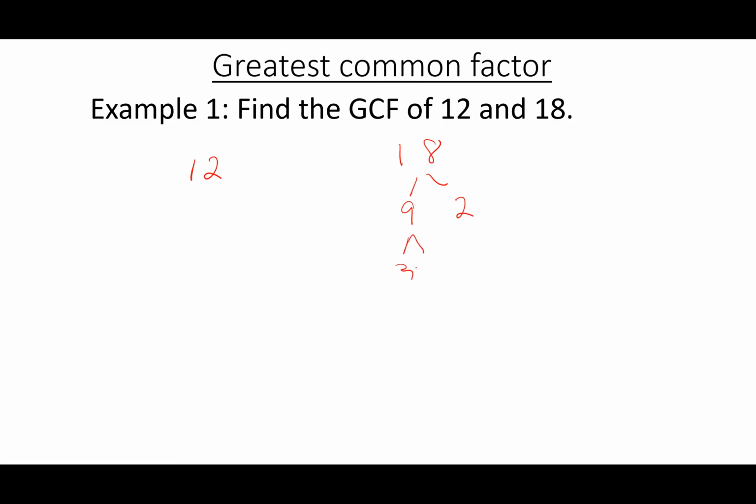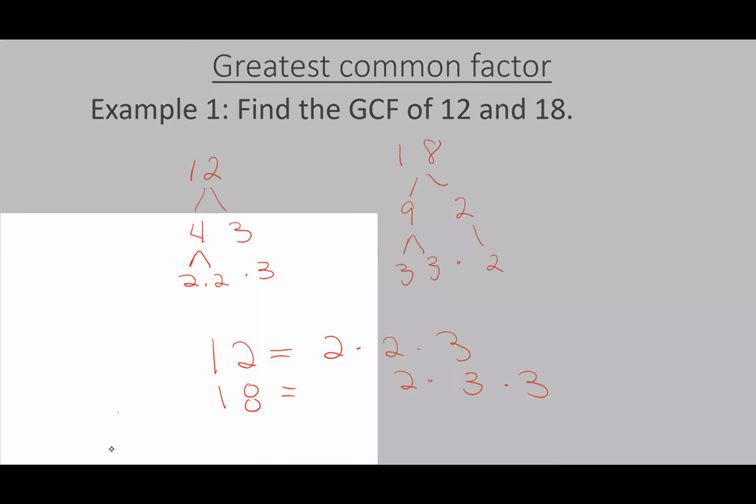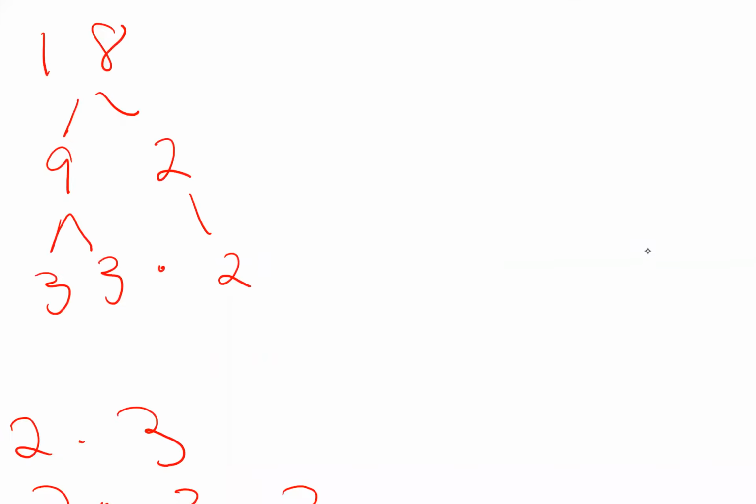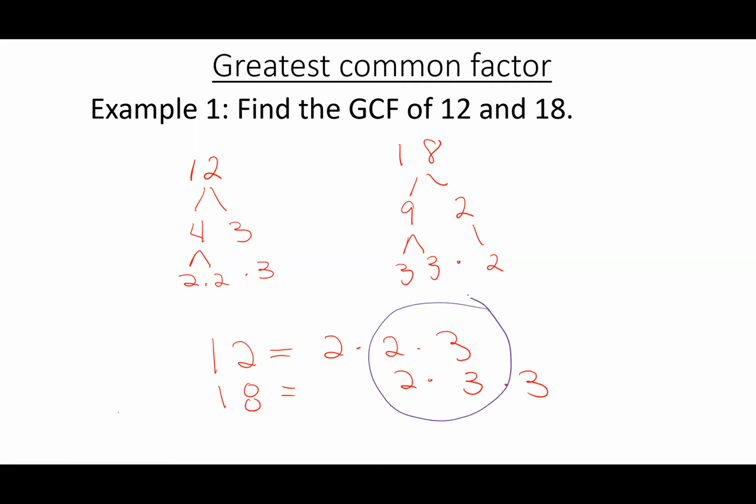So 18 is 9 times 2, or 3 times 3 times 2. 12 is 4 times 3, or 2 times 2 times 3. So when you line them up in rows, make sure that you only line up like numbers. What's in common? So my GCF is 2 times 3, or 6.